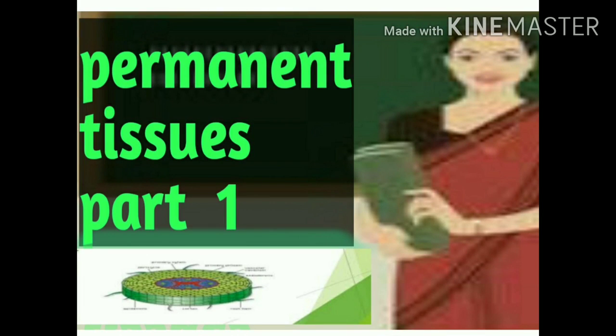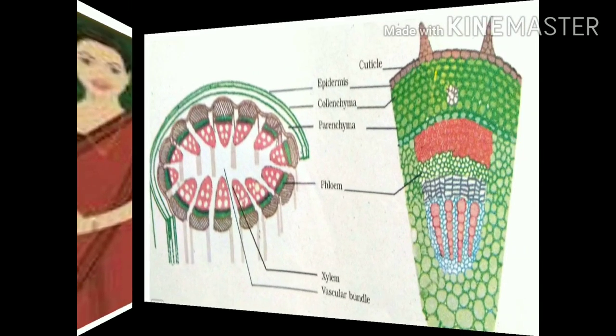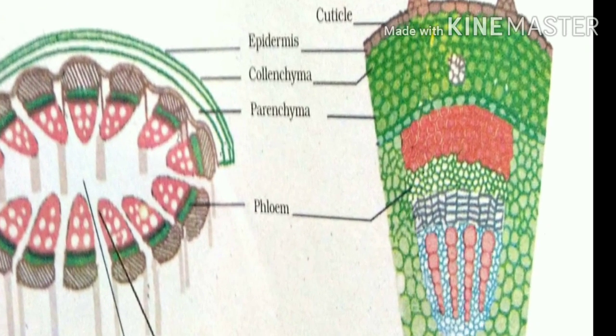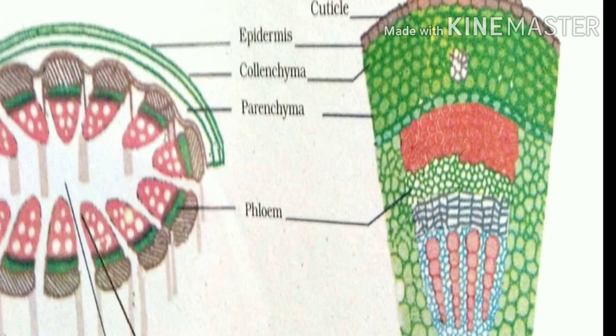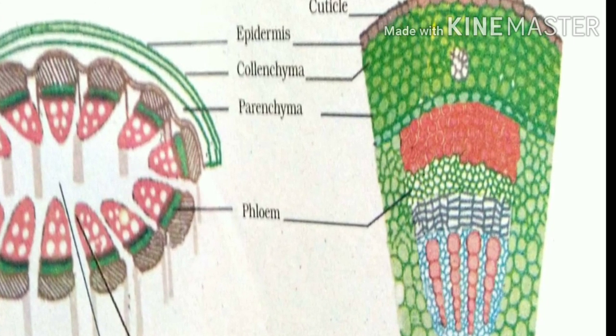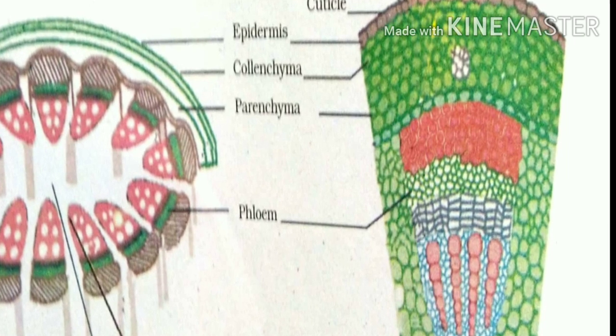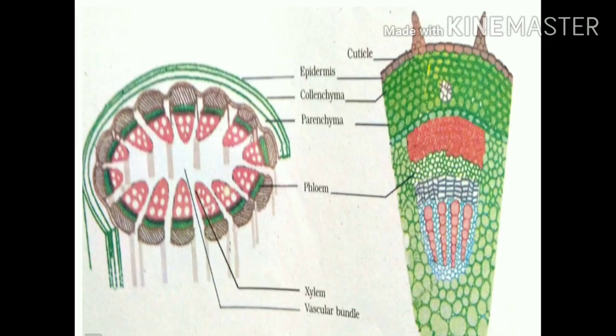Today we are going to discuss permanent tissues in plants. Have you observed this diagram? We can observe different layers in the stem and roots of the plant: cuticle, epidermis, collenchyma, parenchyma, phloem and xylem.